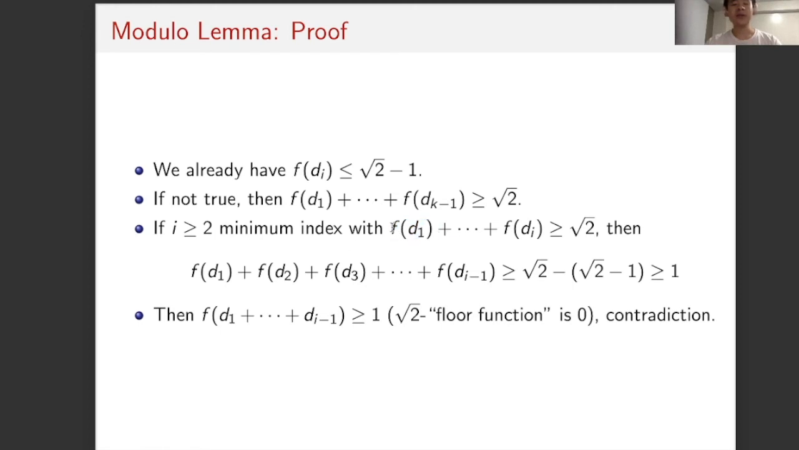So we already know that this one is more than or equal to square root 2, and the last term, f of di, has to be less than square root 2 minus 1. So if you just take off this thing, the remaining one, d1 to d i minus 1, has to be more than 1. And yet, by the minimality of i, this is also less than square root 2. So what we do have is that the fractional part sum of d1 to d i minus 1 is more than 1 and less than square root 2, which is a contradiction, because 1 is less than square root 2 minus 1.